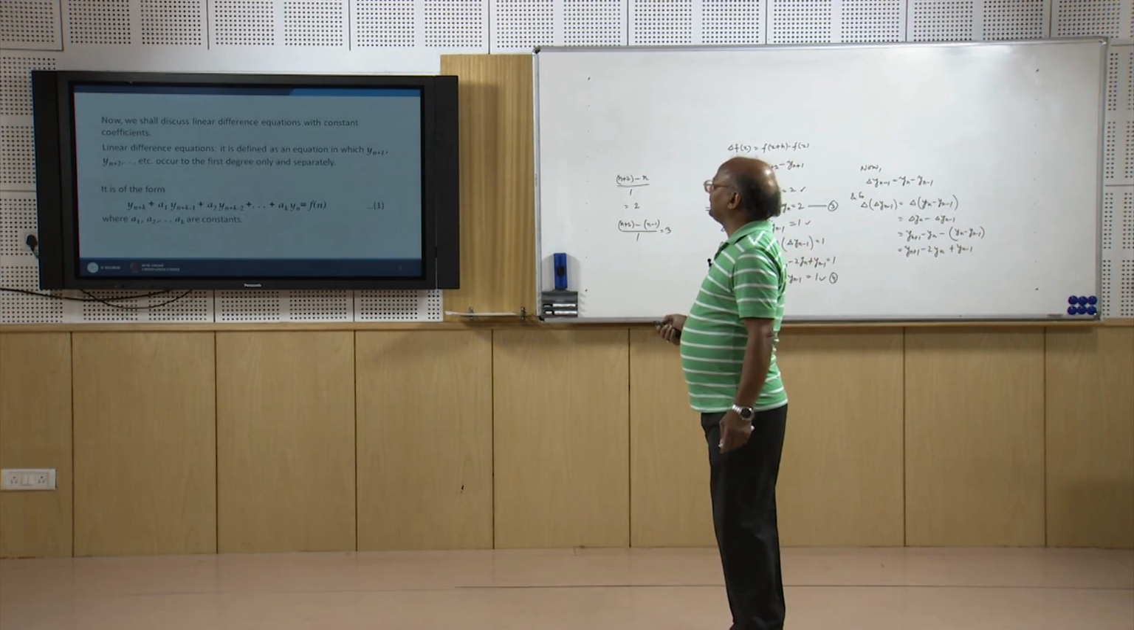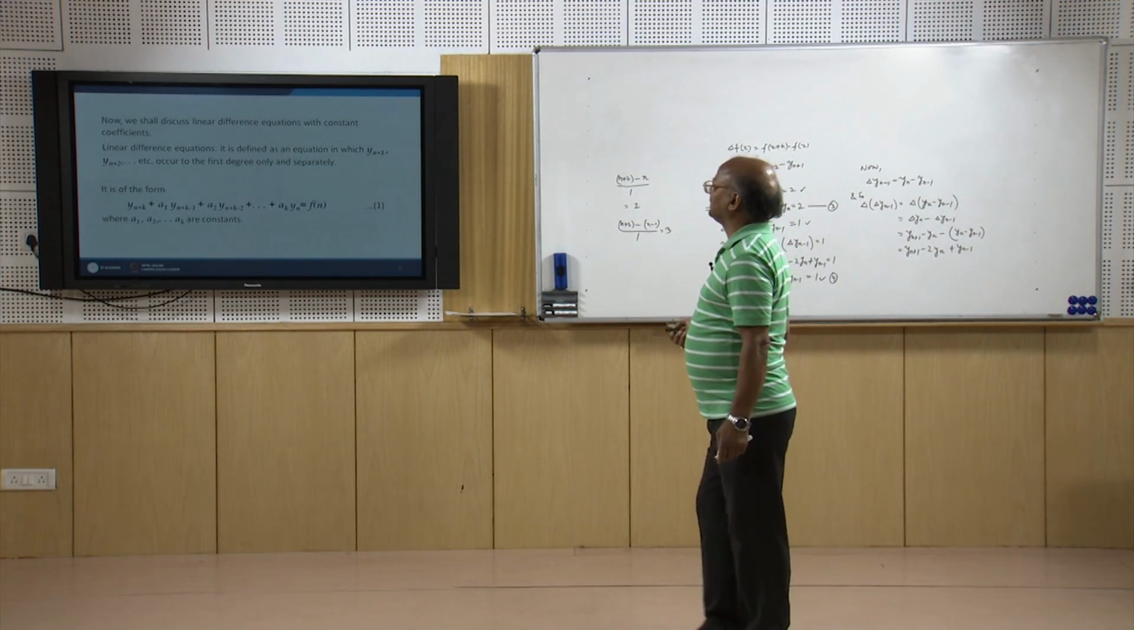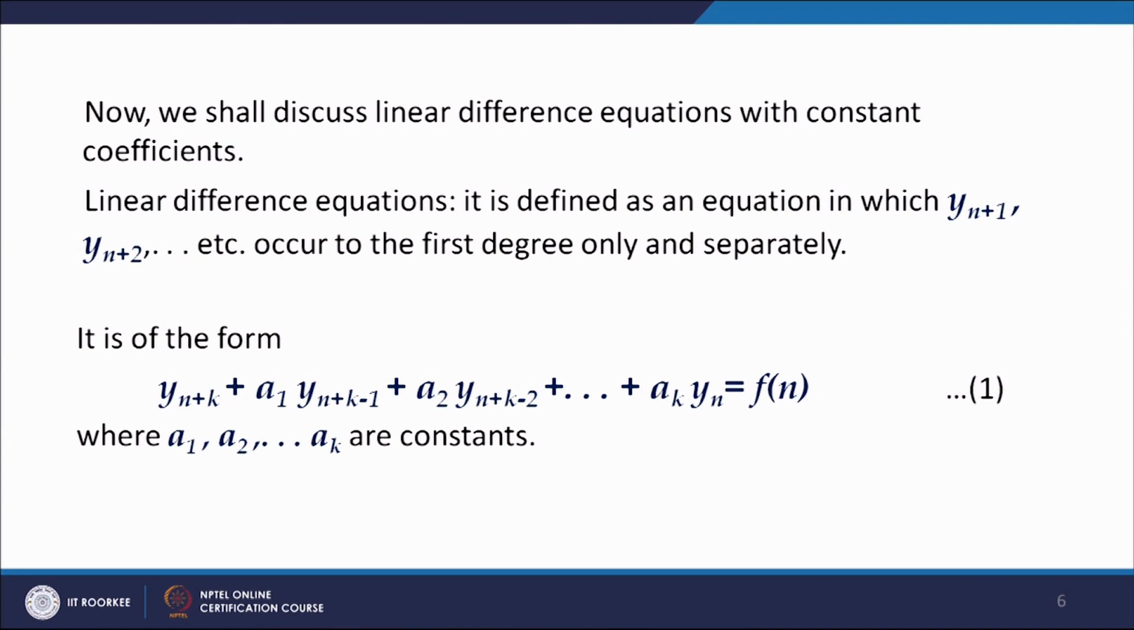Let us now discuss how we can solve a linear difference equation with constant coefficients. A linear difference equation is defined as an equation in which all the sequence arguments, y n, y n plus 1, y n plus 2 and so on, occur in the first degree and they occur separately. A linear difference equation with constant coefficients in general will be of this form: y n plus k plus a1 y n plus k minus 1, a2 y n plus k minus 2 and so on, ak y n equal to f n, where a1, a2, ak are constants.